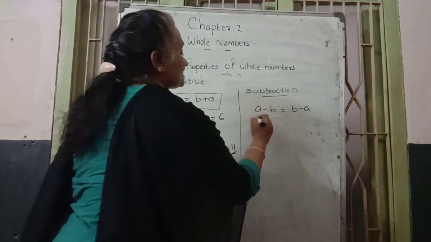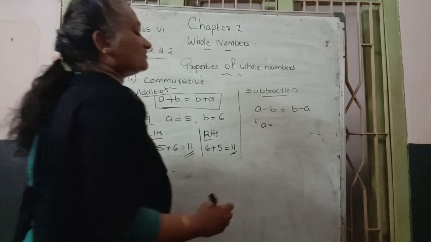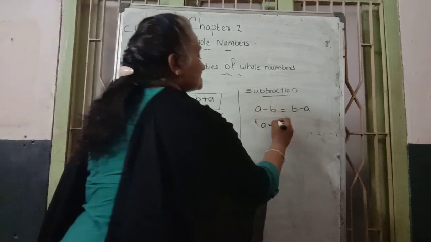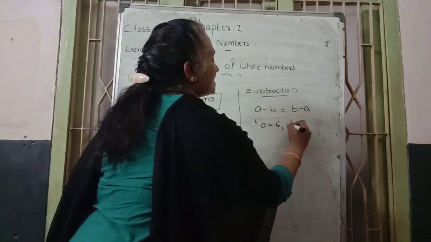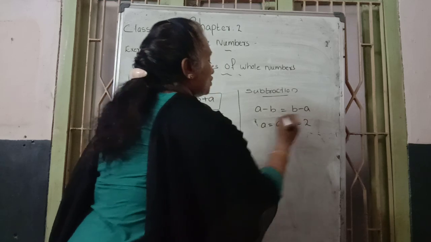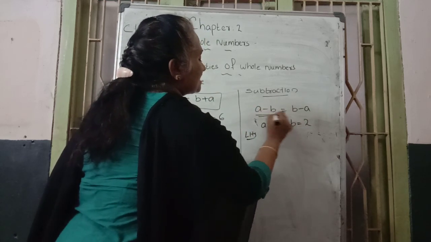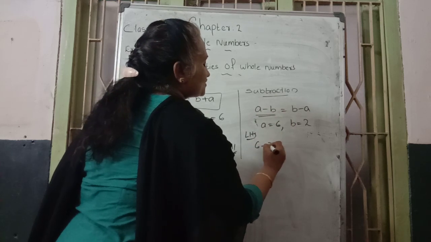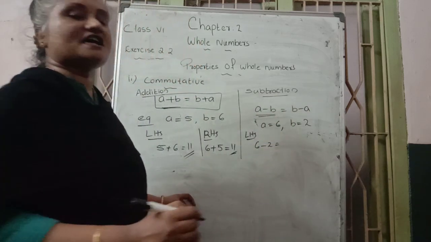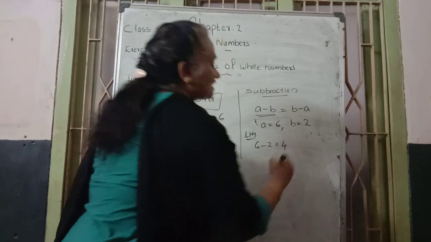To check it, here also in the same way we can take a value, consider it as 6, and b value, consider it as 2. Then in the LHS of our general form, take a place 6, b place 2. 6 minus 2 becomes 4.